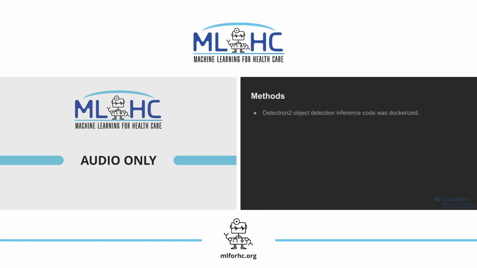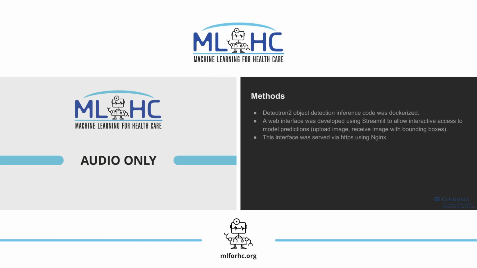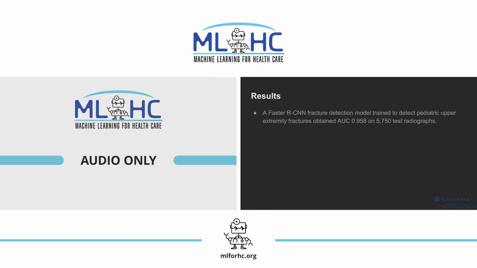We Dockerized the Detectron-2 object detection code, and then we constructed a web interface using Streamlit to allow straightforward interactive access to the model's predictions so that an interested individual could simply upload an image and then receive an image back containing the bounding boxes predicted by the model. And we serve this interface via HTTPS using Nginx.